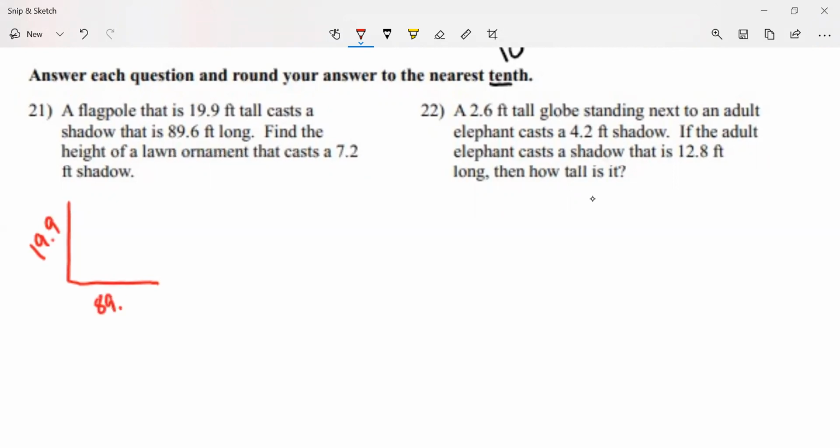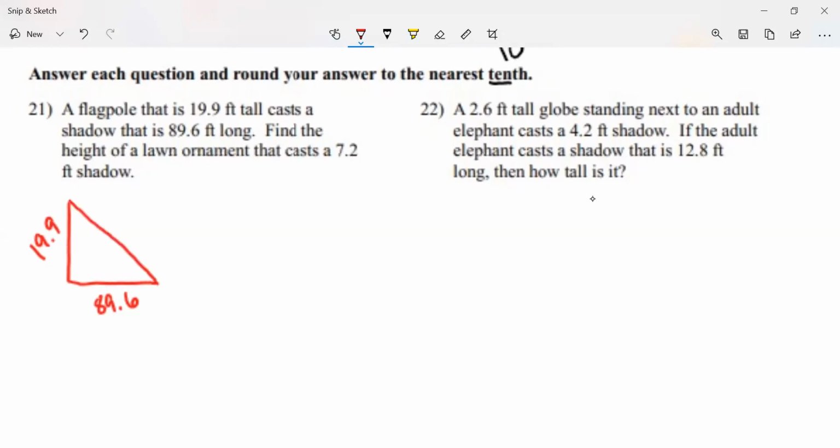The shadow is 89.6. Now, just for us to use it the way we've been looking at the figures, again, this is not measured to scale. So don't think they look almost the same size, because again, it's not measured to scale. It's just for us to represent it. Let me close this figure because we've been working with triangles. So let me work that figure so it looks like a triangle. But I know this is the height of the pole and this represents the shadow.